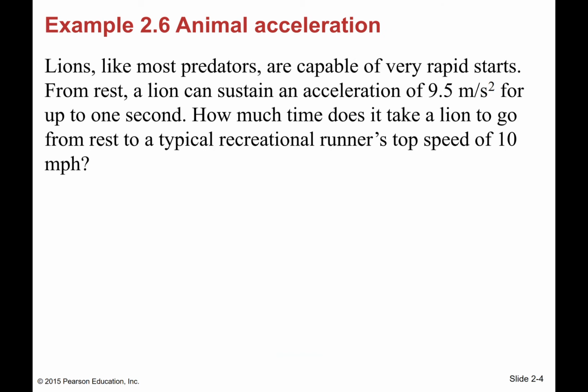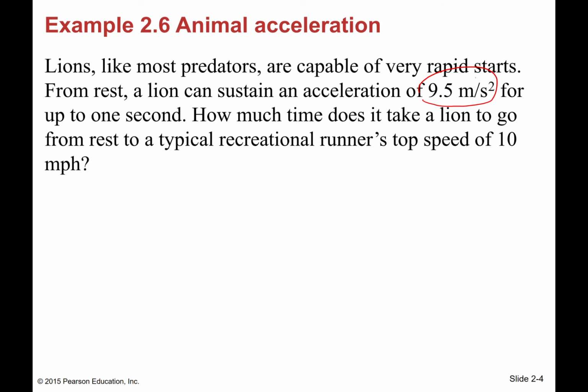Okay, let's do a simple example here, animal acceleration. Like most predators, lions can go really fast. They can sustain really fast accelerations. In particular, they can go up to 9.5 meters per second squared for about 1 second. So that's the acceleration they can sustain for that long. So how much time does it take for a lion to go from rest to a typical recreational runner speed of 10 miles per hour?